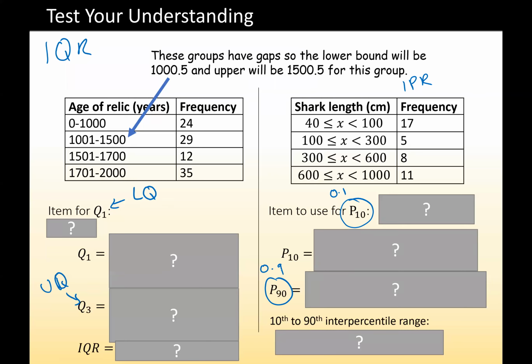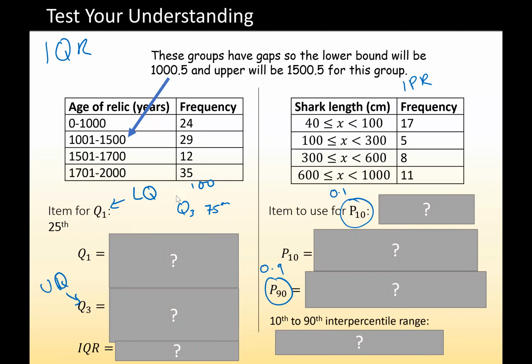Okay, so let's have a look at this. First one, how many pieces of data are there? It was 100 pieces of data. So that means that the lower quartile is going to be the 25th piece of data, and the upper quartile, Q3, is going to be the 75th piece of data. The median, Q2, would be the 50th if we wanted that.